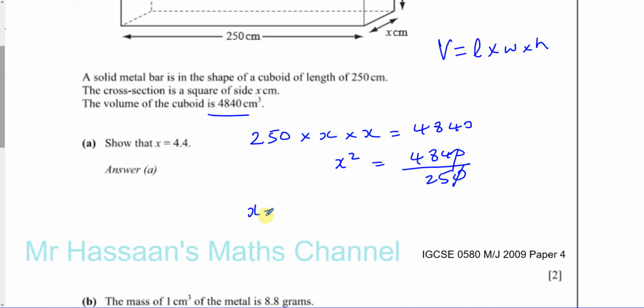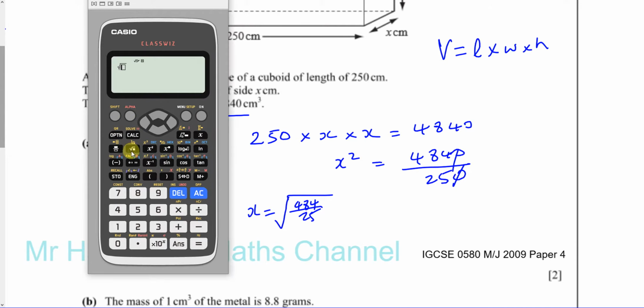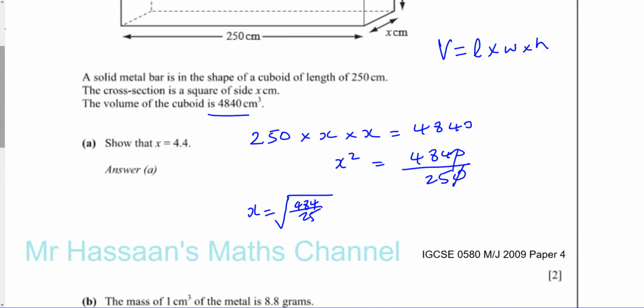So x is going to be the square root of 484 over 25. The square root of 484 over 25 gives us 22 over 5, which is 4.4. So x is equal to 4.4, x centimeters, 4.4 centimeters. So there we have our steps.